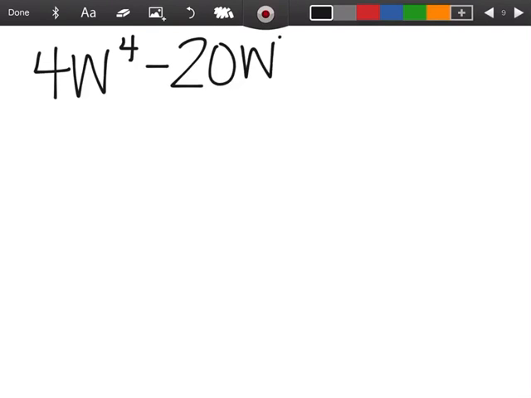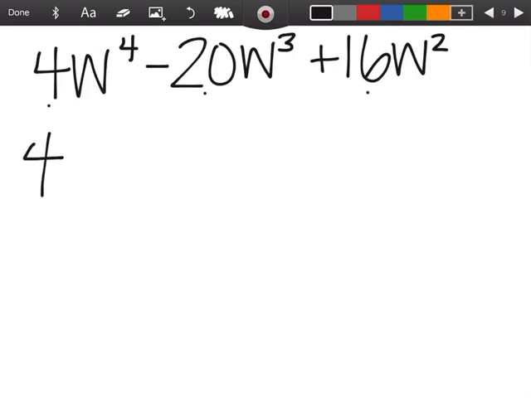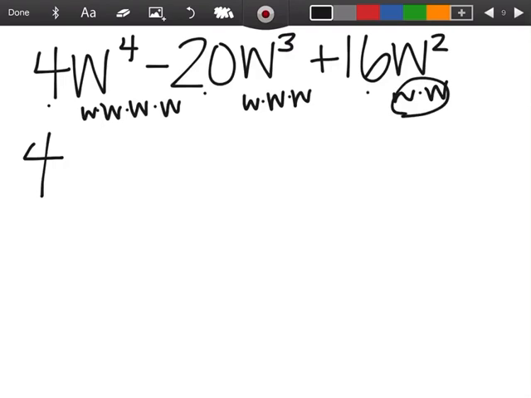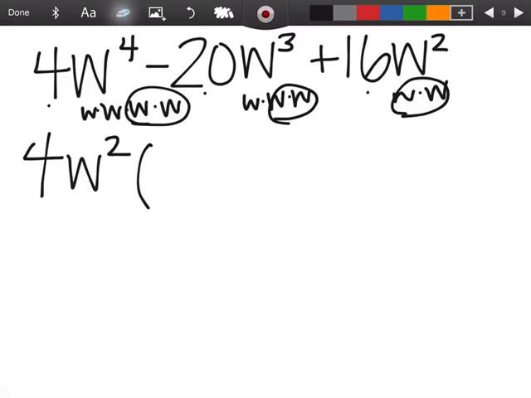4w to the 4th minus 20w to the 3rd plus 16w squared. So what I'm going to recognize first and foremost is that these have something in common across the board. There's a GCF. What number goes into 4 and 20 and 16? That's 4. And how many w's are there? This is 4 w's, this is 3 w's, and this is 2 w's. So they all have at least 2 in common, so I can factor out a w squared. So I'm dividing by 4.